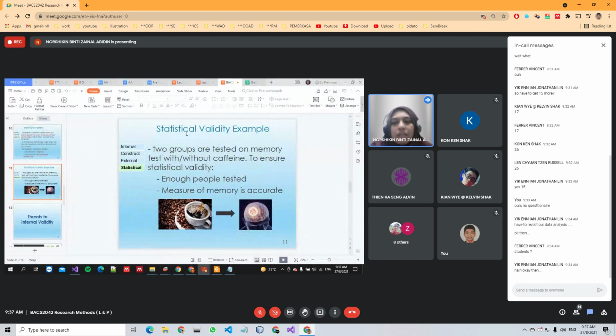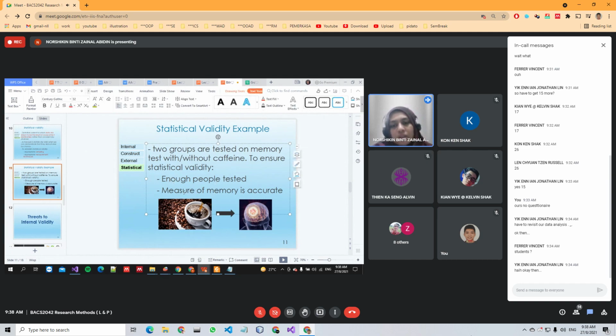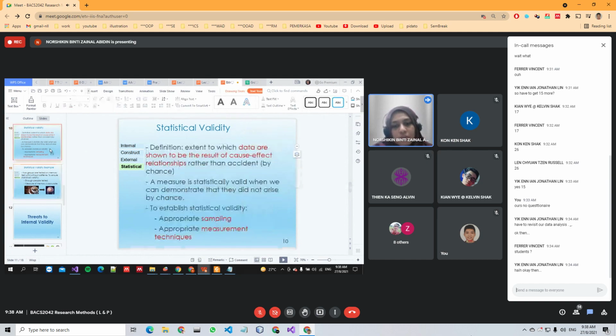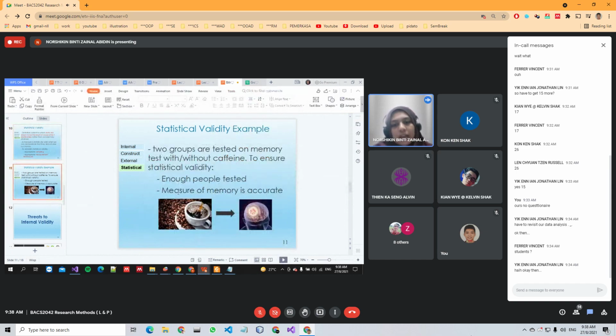Next we have an example for statistical validity. Here, two groups are tested on memory. By the way, statistical validity is up to which extent we can conclude our data based on the statistical data. So two groups are tested on a memory test with and without caffeine to ensure the statistical validity. Here enough people are tested, and the measure of memory is accurate. So: appropriate sampling, appropriate measurement technique, enough people to test, and the measure of memory is accurate.